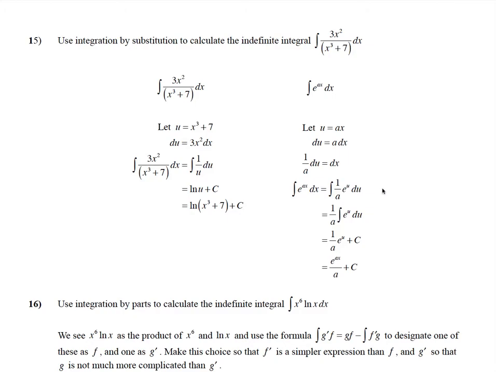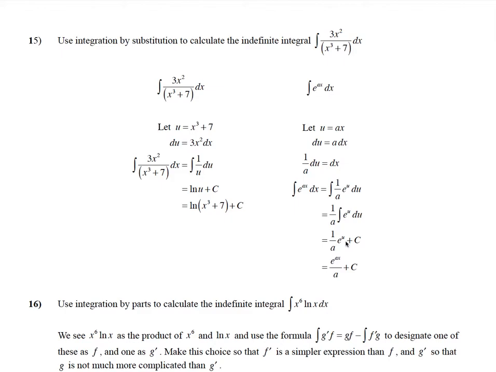And since multiplication is commutative, 1 over a e to the u du is the same thing as e to the u times 1 over a du. So all I've done here is sandwich the e to the u in between the 1 over a and the du. Because 1 over a is just a number, we can factor it outside of the integral. And since the antiderivative of e to the u is just e to the u, we can take the integral sign away and add the constant c, and so we have 1 over a times e to the u.